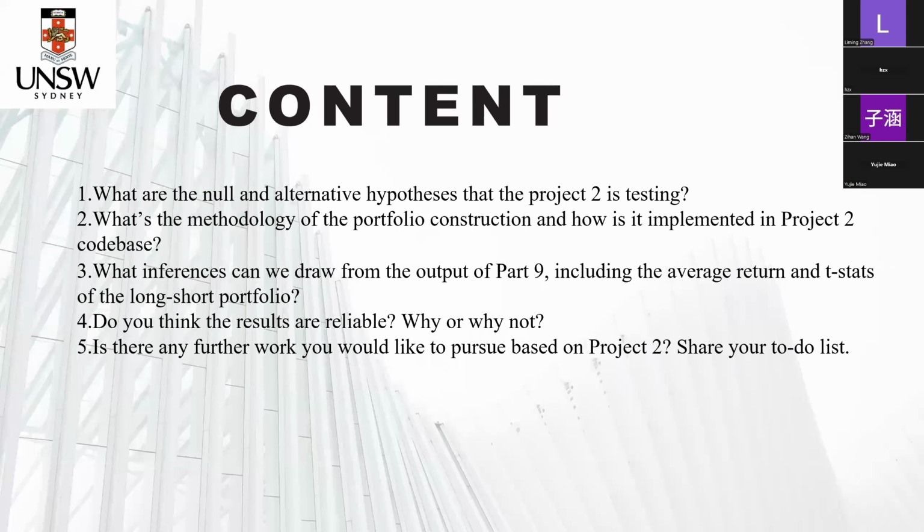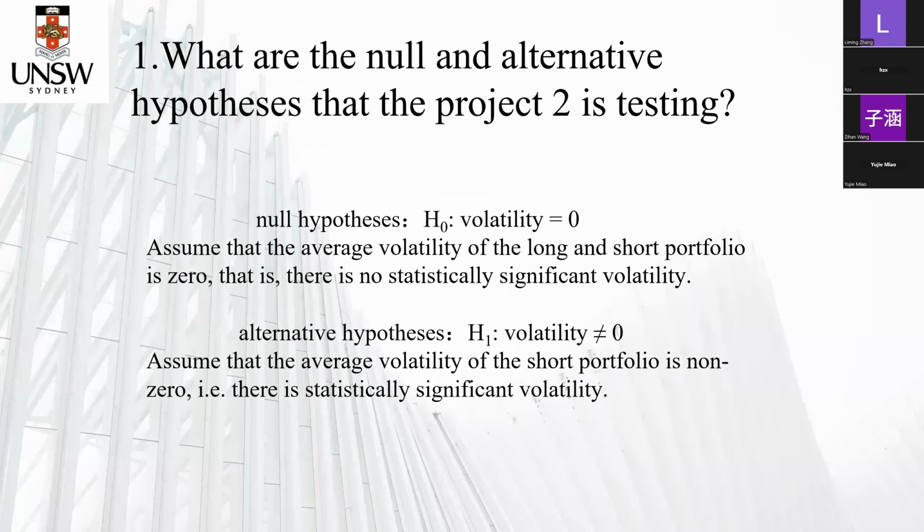The first question is, what are the null and alternative hypotheses that Project 2 is testing? Firstly, the null hypothesis: we assume that the average volatility of the long-short portfolio is zero. That is, not statistically significant volatility. And then the alternative hypothesis assumes that the average volatility of the long-short portfolio is non-zero. There is statistically significant volatility.